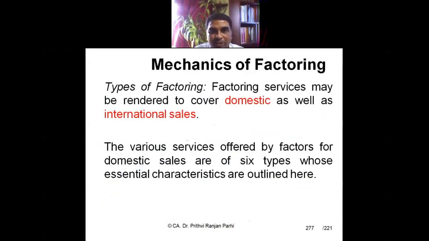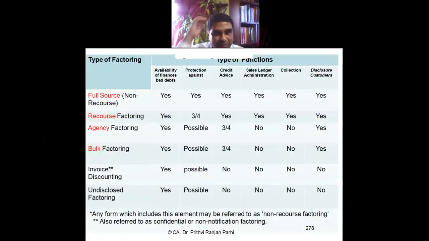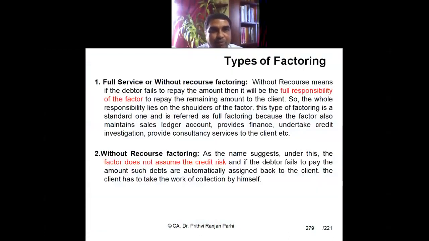And coming to the various types of factoring, quickly we'll be seeing these types. One is full service or without recourse factoring. That means the full responsibility is with the factor. It is called full service factoring or without recourse factoring. That means if something goes wrong, the factor will not ask you for help. Okay, full responsibility of the factor.